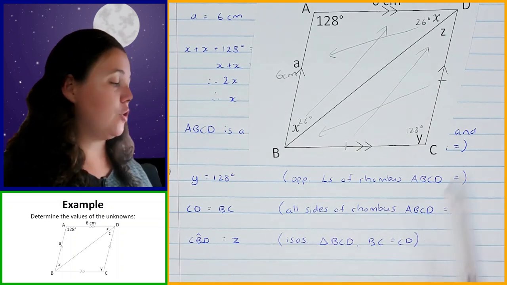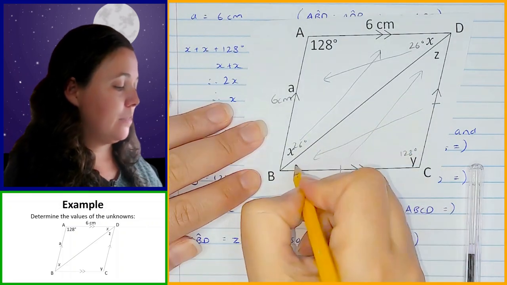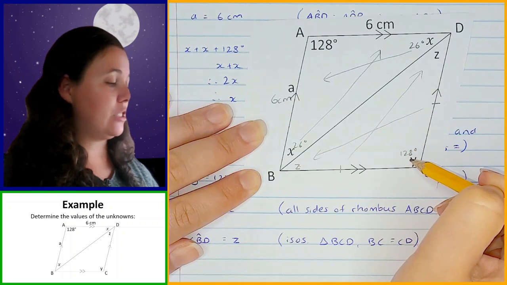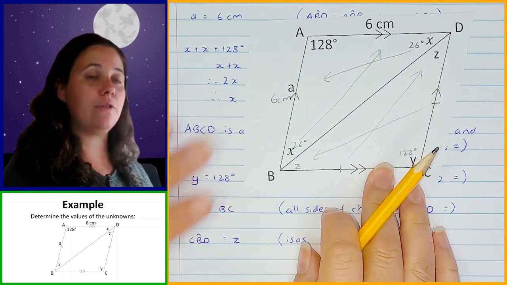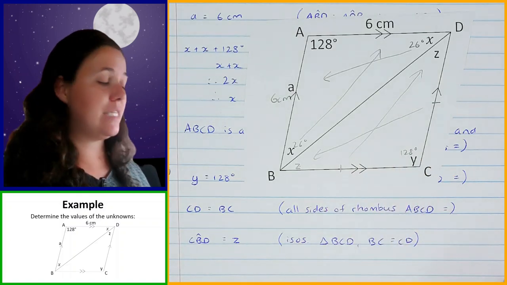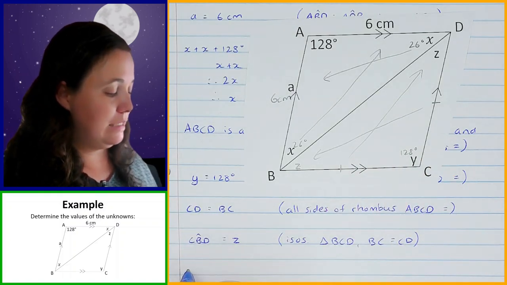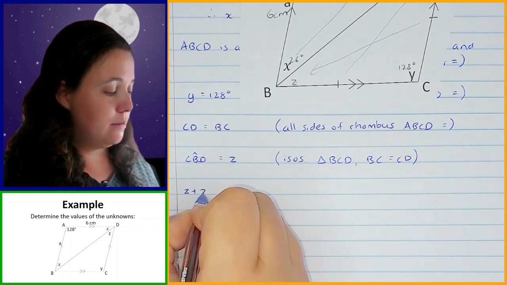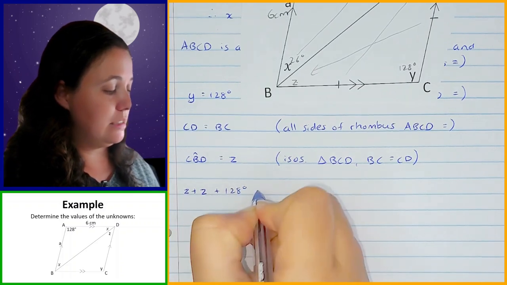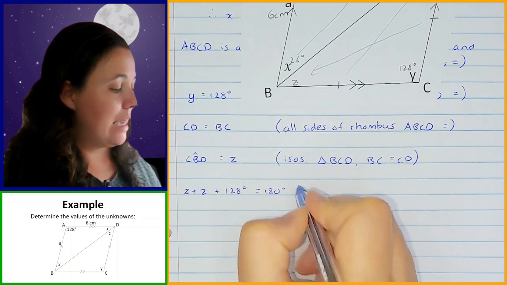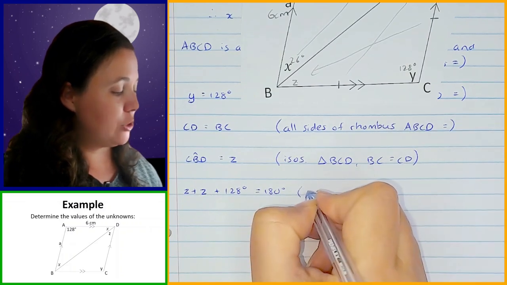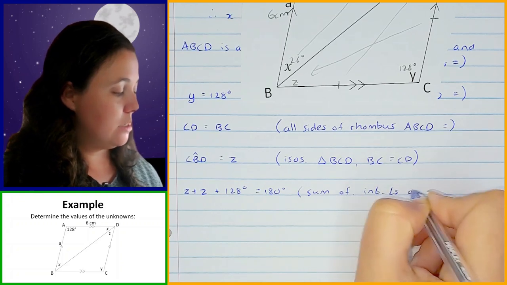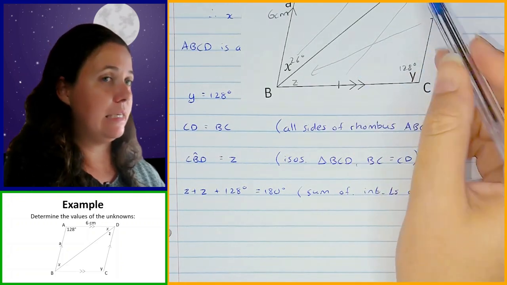Okay, so now I know that this is Z, and we can fill that in over here. So now we've got a triangle where we've got Z and Z and 128 degrees, and I need to work out the value of Z using the interior angles of the triangle. So now I can say Z plus Z plus 128 degrees equals 180 degrees, and my reason for that is because of the sum of the interior angles of triangle BCD.